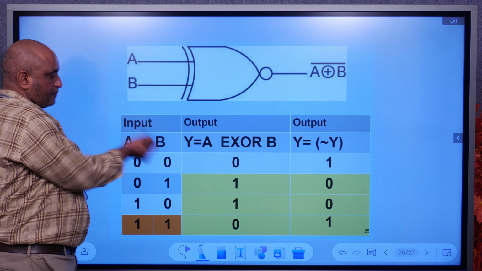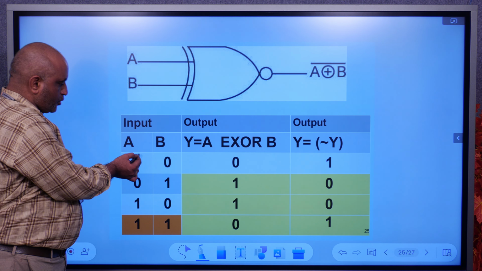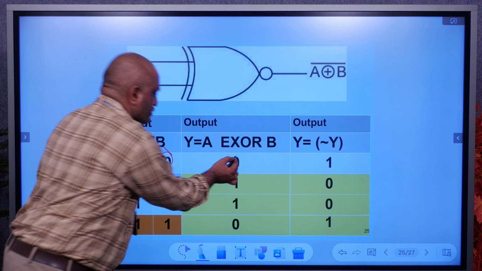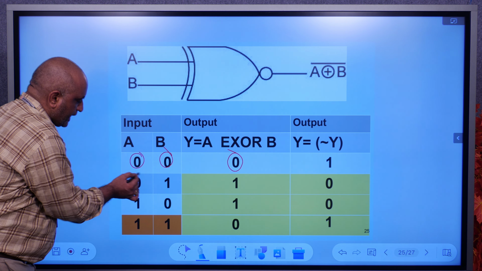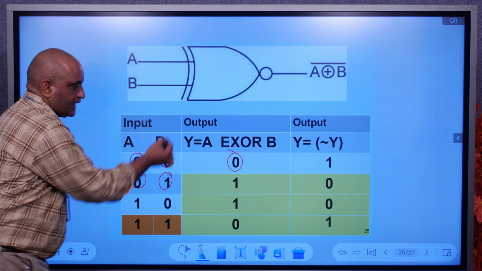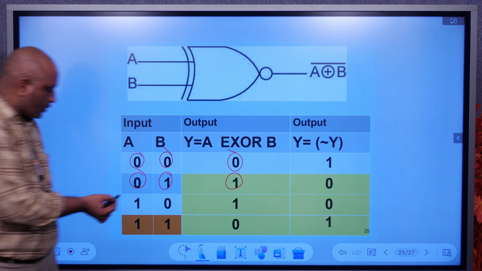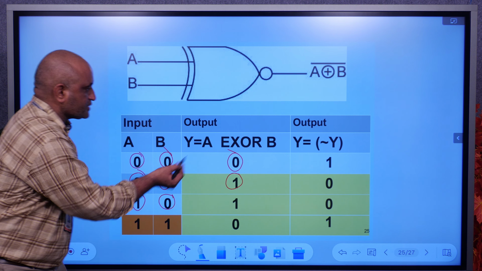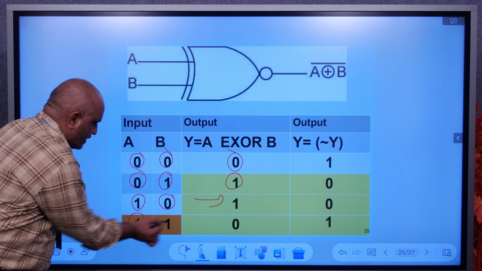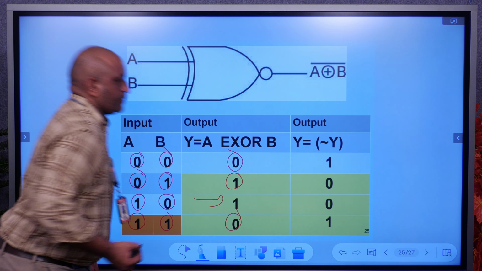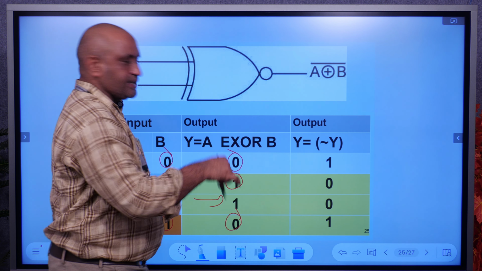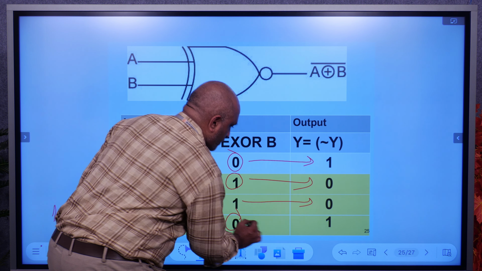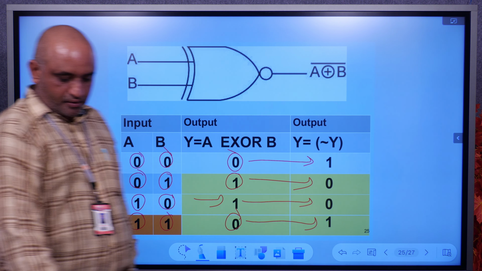Suppose these are the inputs A, B. If both inputs are zeros, A 0, B 0, the exclusive OR is 0. If A is 0, B is 1, the exclusive OR is 1. If A is 1, B is 0, the exclusive OR is 1. If both are 1s, the exclusive OR is 0. Then the NOT gate is applied: 0 is converted into 1, and 1 is converted into 0.